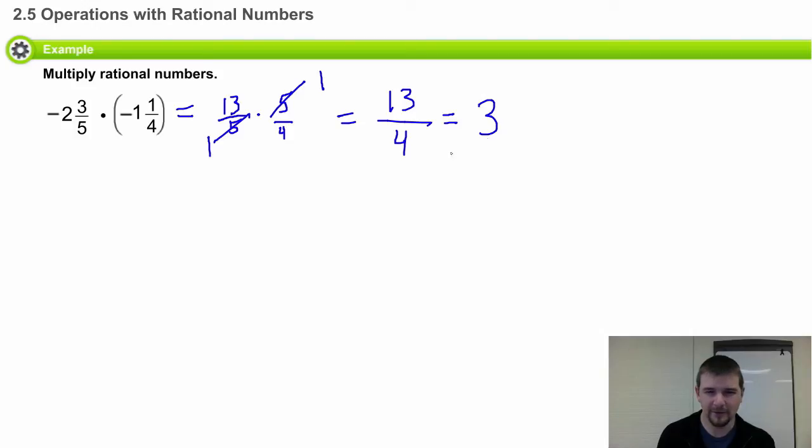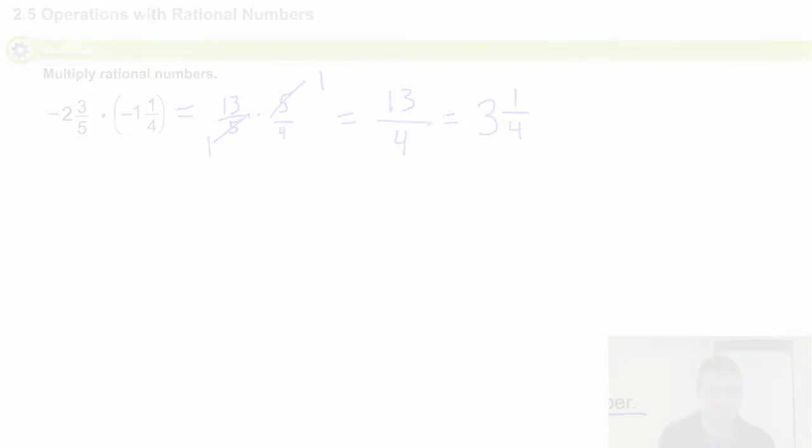Taking out 3 groups of 4 from 13, we have one remainder. So one value remaining, and that becomes 3 1/4. A quick double check. 4 times 3 is 12, plus 1 is 13 over the original denominator. So it works out. It's often good to check your work by performing the opposite, or working backwards a step.